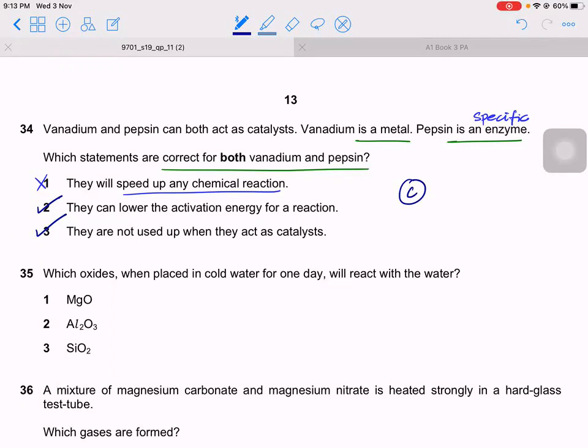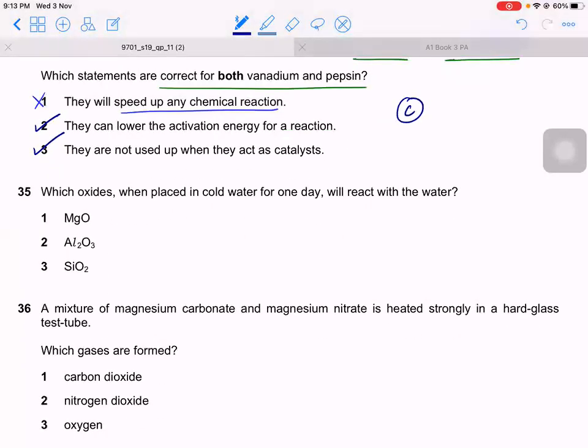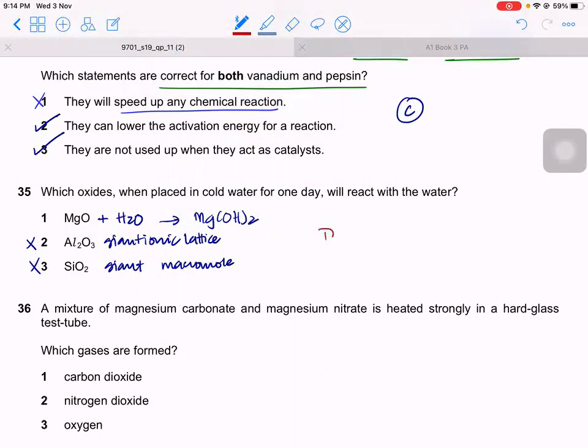They remain unchanged. Which oxides, when placed in cold water for 1 day, will react with water? Magnesium oxide. Will magnesium oxide react with water? Yes. When you add this to water, magnesium oxide will become magnesium hydroxide. Aluminum oxide, no, it will not, because it is a giant ionic lattice. It does not react with water. Silicon dioxide is a giant macromolecule, does not react with water. Therefore, the answer is D.